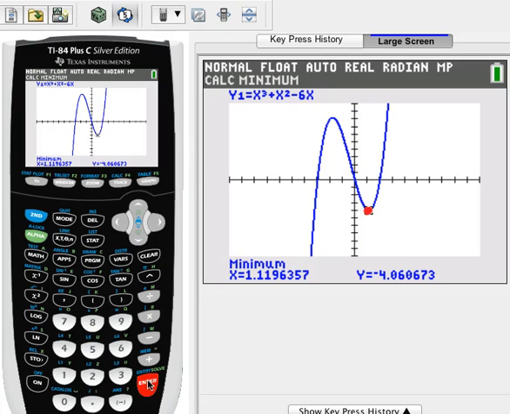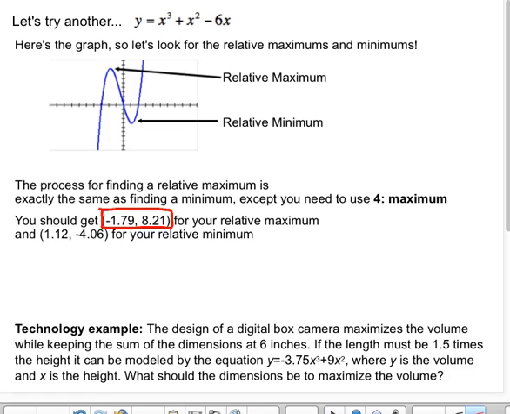And here I get about 1.12, negative 4.06. And if you look in your notes, again, I've already labeled that point out for you. So here, the awesome thing is, the calculator will do all the work for you. You just have to go and know the process, know how to get to those commands.